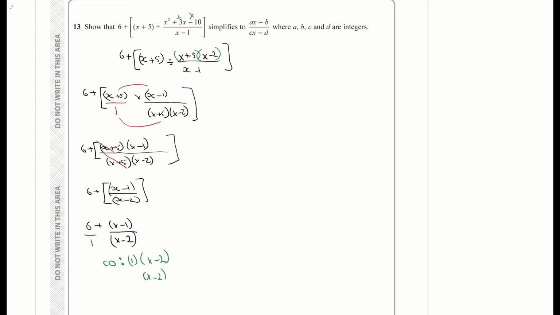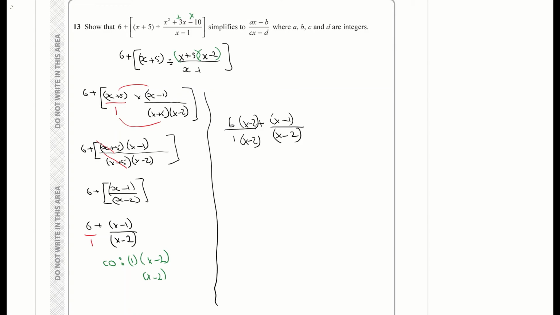So now I'm going to rewrite my two fractions over my common denominator. So it's 6 over, and then it's going to be plus x minus 1 over x minus 2. So now with this first fraction, I need it to be over x minus 2. So I need to multiply the denominator by x minus 2. And if I do that to the bottom of the fraction, in order to keep it equivalent, I must multiply the top by x minus 2. So now I have both my fractions over my common denominator.